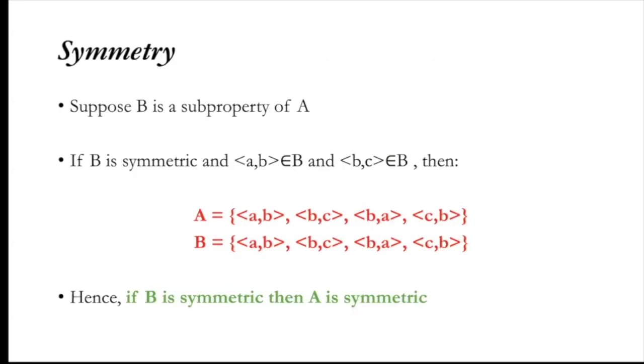So here, symmetry is another. Suppose B is a subproperty of A. This is closer to what you guys are doing, right? Subproperty stuff. If B is symmetric and AB is in big B and BC is in big B, then this follows. You get AB, you get BC, you get BA, CB, and so on. You're basically mirroring. Remember, I'm talking about what's in B. And B subproperty means anything in B is populating up to A. This is telling you that if B is symmetric, then so is A, because what's in B is in A. Not so interesting, right?